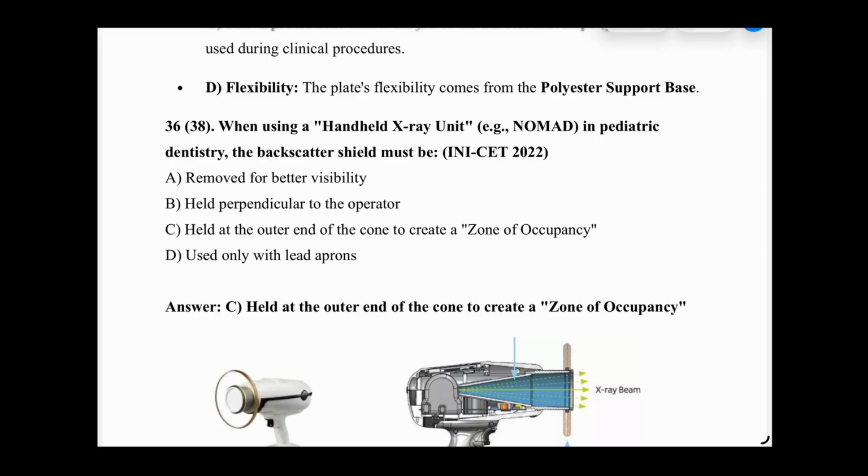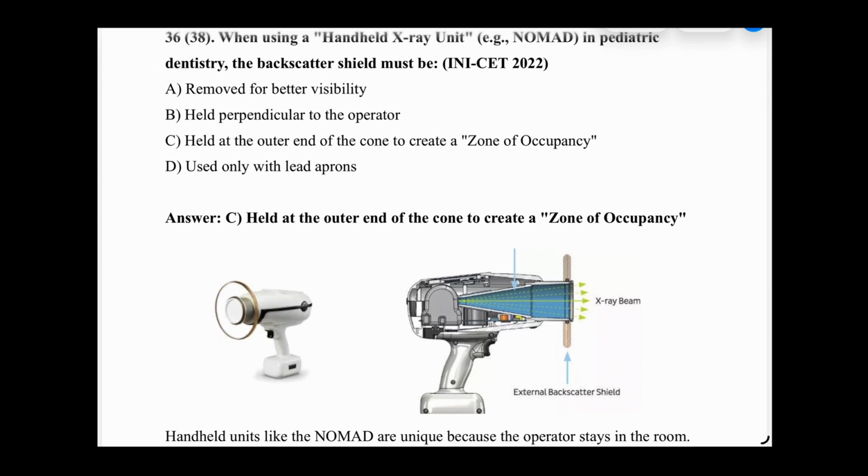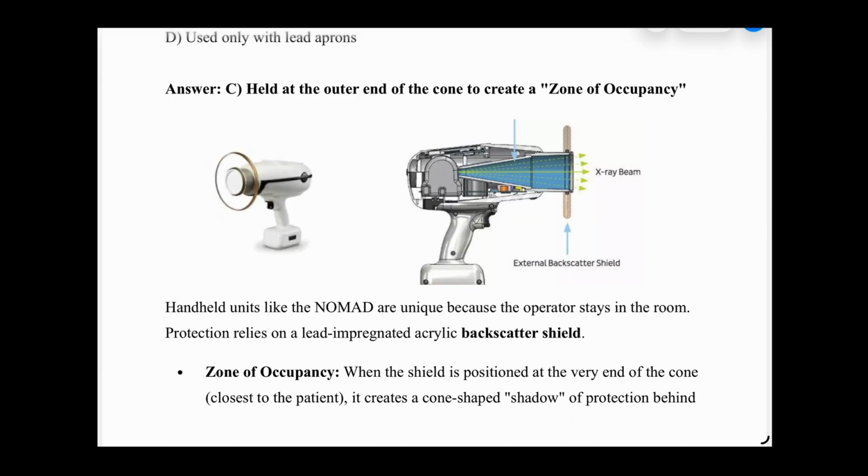Next, when using a handheld X-ray unit in pediatric dentistry like NOMAD, the backscatter shield must be option C, held at the outer end of the cone to create a zone of occupancy. NOMADs are unique because the operator stays in the room. Protection relies on the lead-impregnated acrylic backscatter shield. You can see in the second image here, the external backscatter shield.